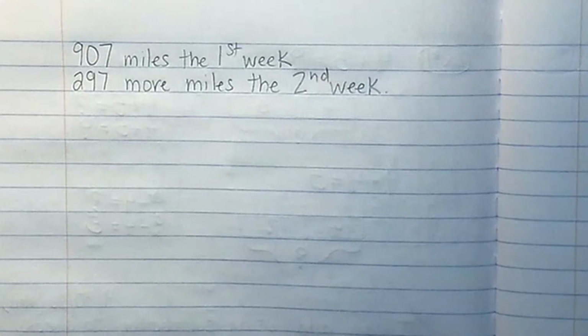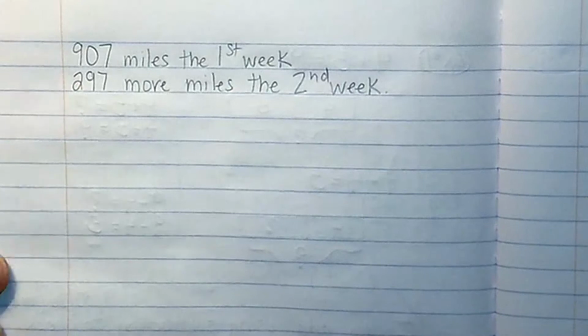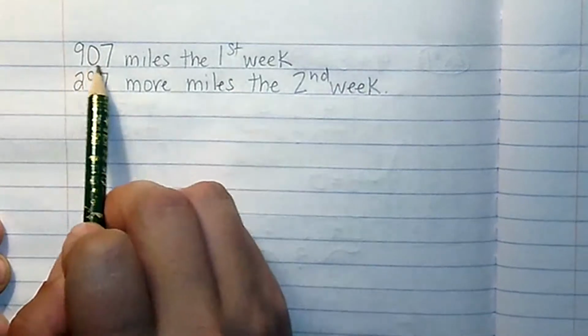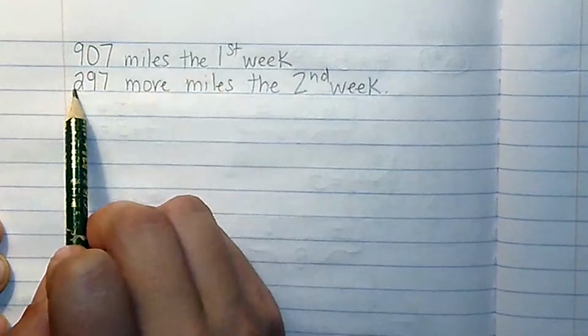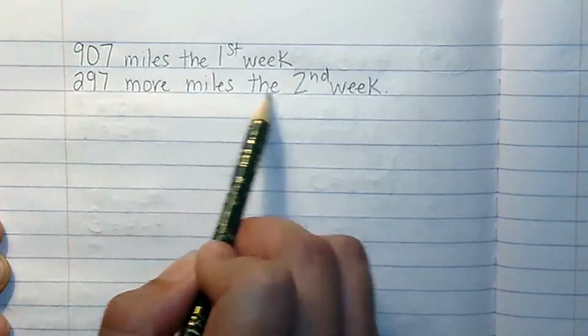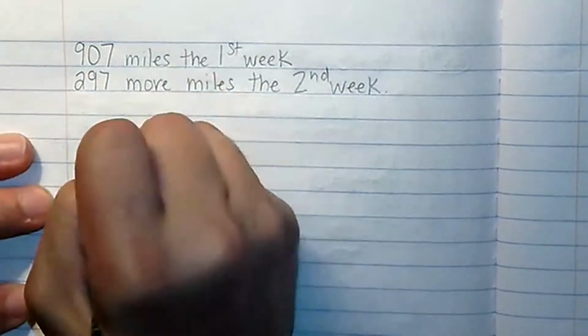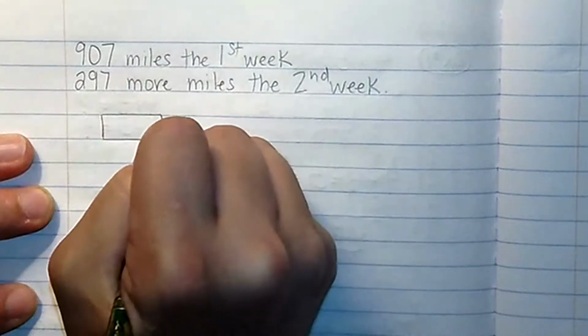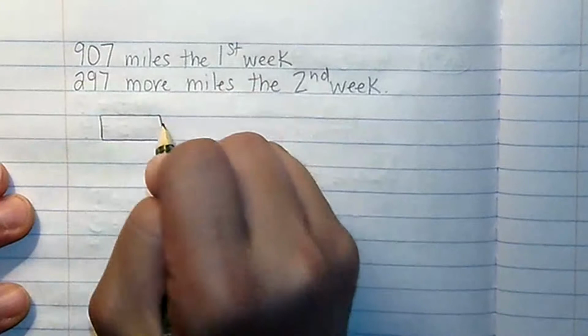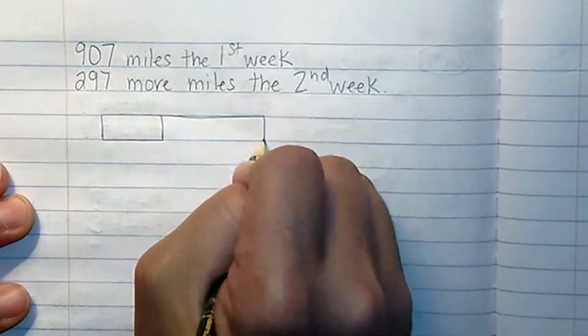Let's think about this for a second. Did Mr. Robeson bike more the first week or the second week? It says he biked 907 miles the first week. It says he biked 297 more miles the second week. So is the first week going to have a longer box or the second week? If you said the second week, you were exactly right. That second week has to be longer.